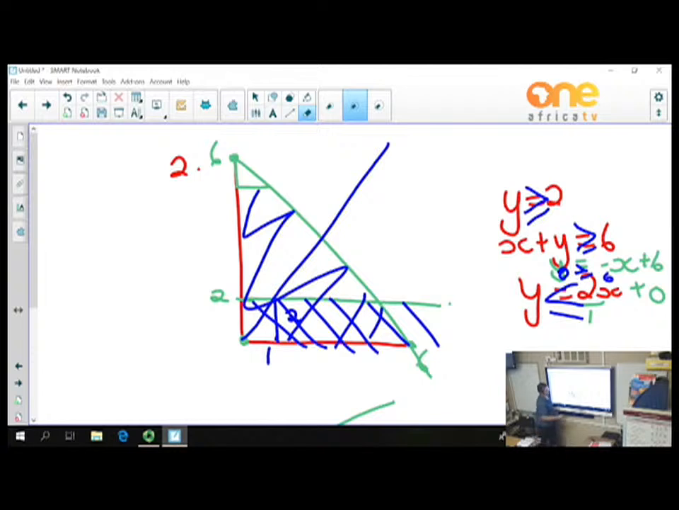And then the last one. Now it doesn't help to take the point 0, 0, so we need to take another point here. Like, 6 is less than or equal to 12.